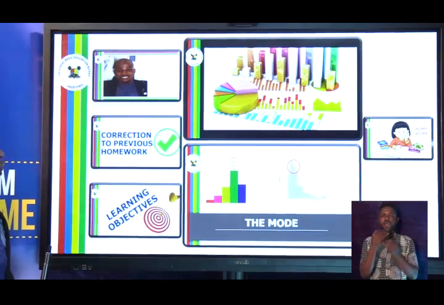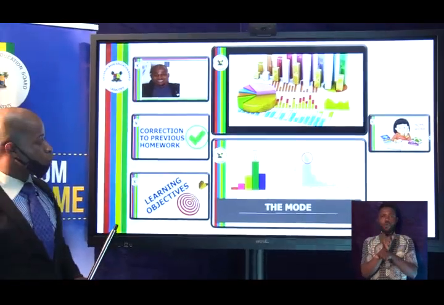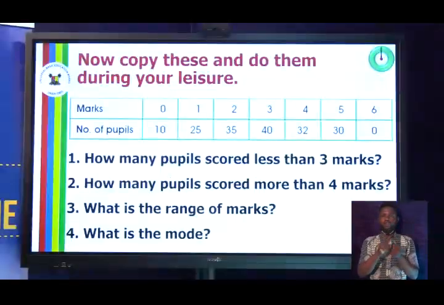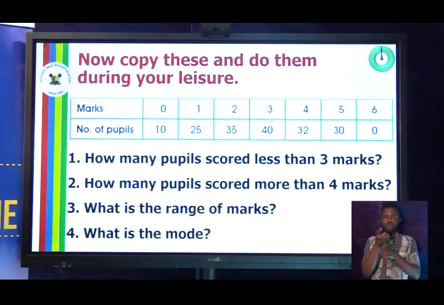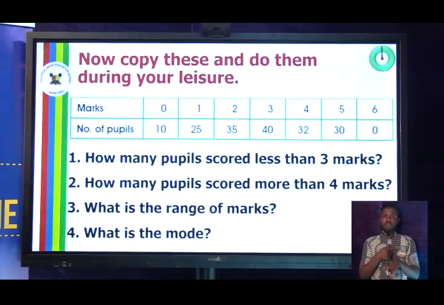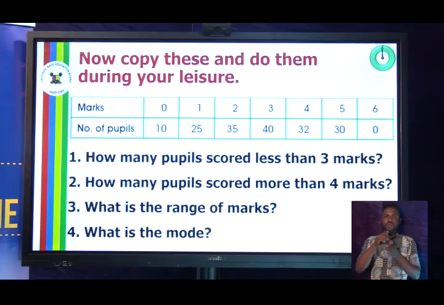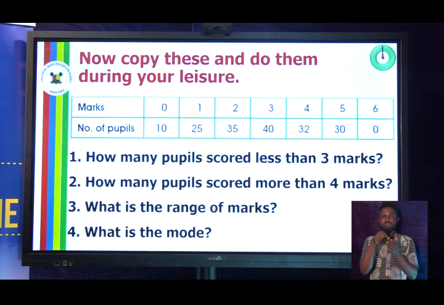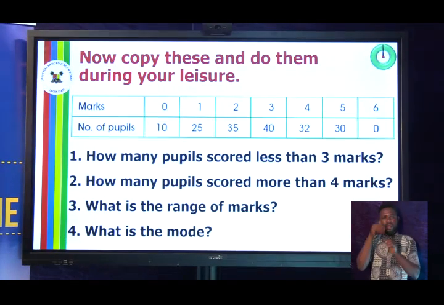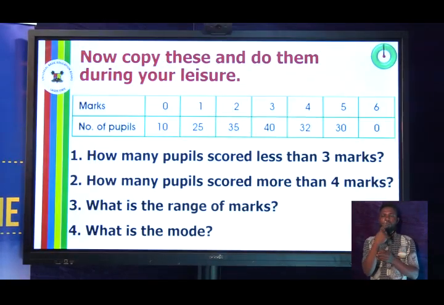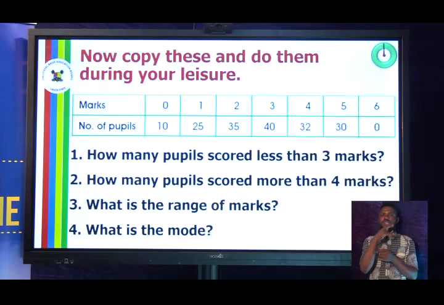Now, for some homework for you to take home, I want you to copy this and do them during your leisure. You have a table of data here. Now, how many students scored less than 3 marks? You should be able to answer this using the knowledge of your previous work. How many people scored more than 4 marks? What is the range of the marks? And finally, what is the mode?